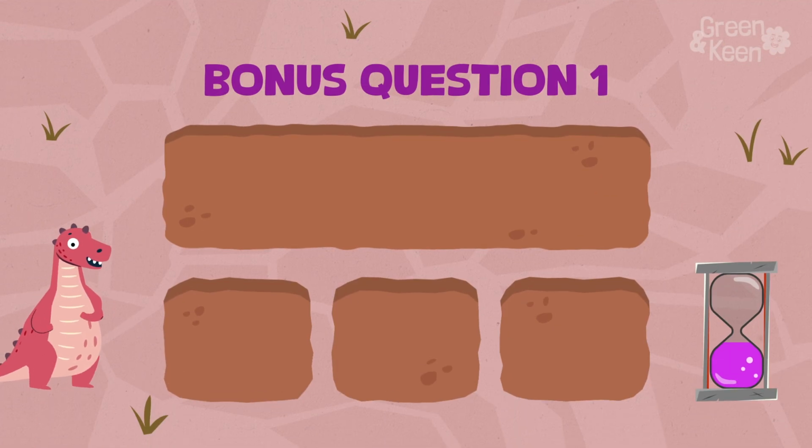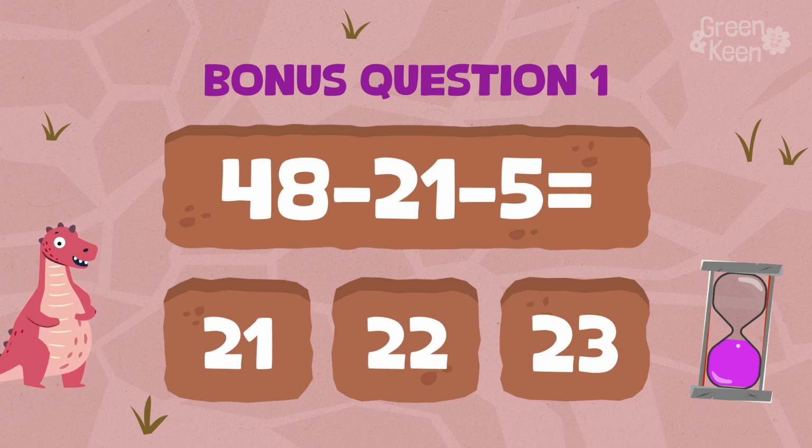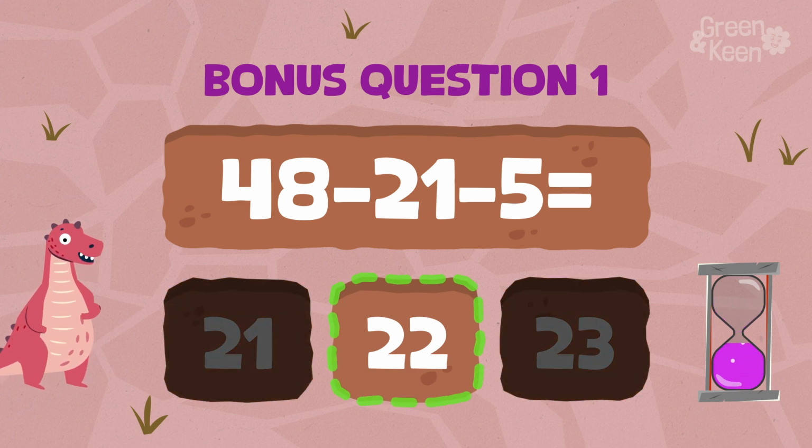Bonus question number 1. 48 minus 21 minus 5 equals. The answer is 22.